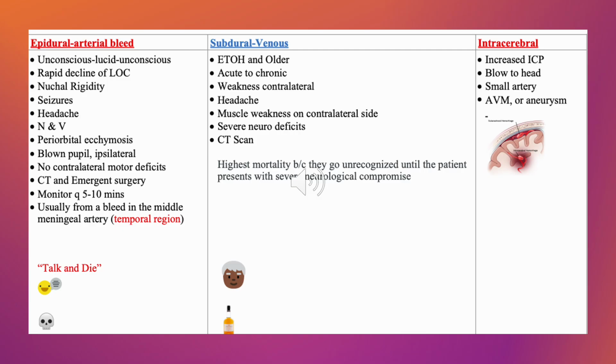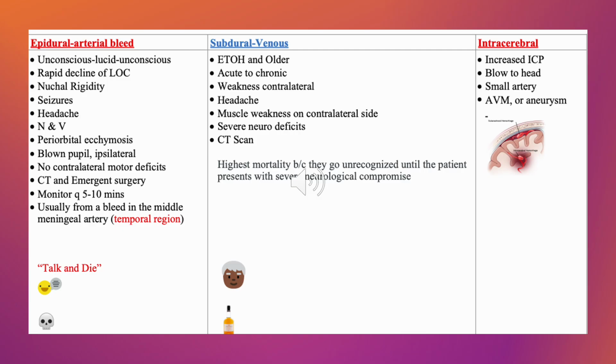All right, they will have a blown pupil or a dilated pupil on the ipsilateral side. So anybody with a brain bleed, the pupil can become dilated, because the brain is pressing on cranial nerve 3 on the same side, ipsilateral side of the injury. Okay? They could have contralateral hemiplegia, so contralateral weakness. So watch out for that.